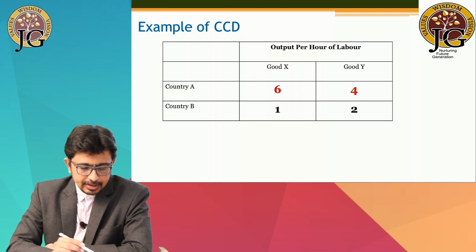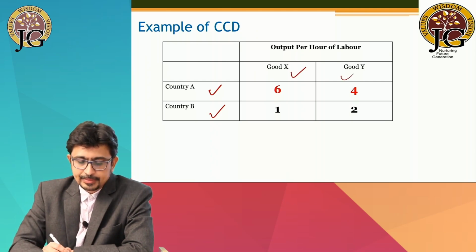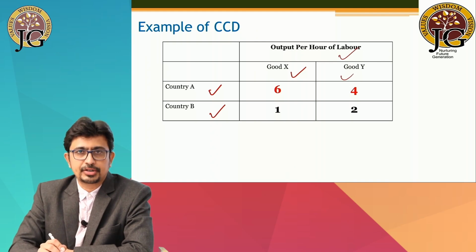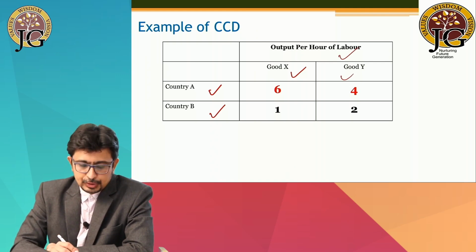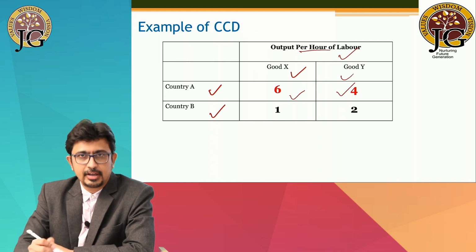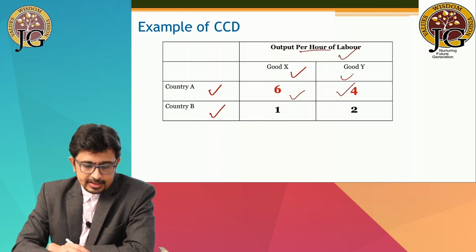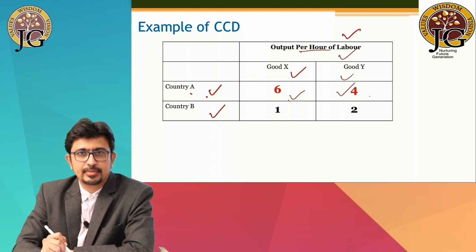So we have taken 2 countries A and B. There are 2 goods, good X and good Y, and labor is the only factor of production. Now the labor, that is the worker, in country A can either produce 6 units of good X or it can produce 4 units of good Y in 1 hour. I repeat, the worker in country A can either produce 6 units of good X or it can produce 4 units of good Y in 1 hour.